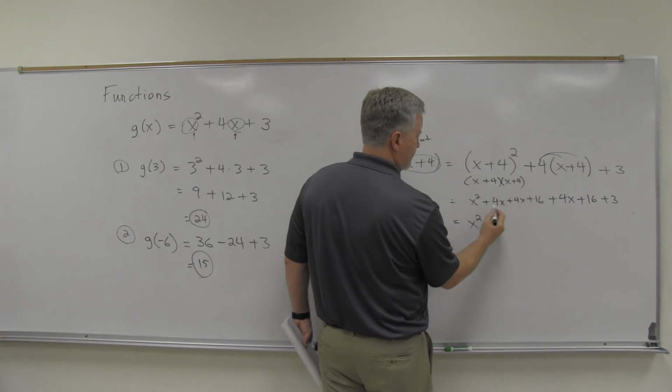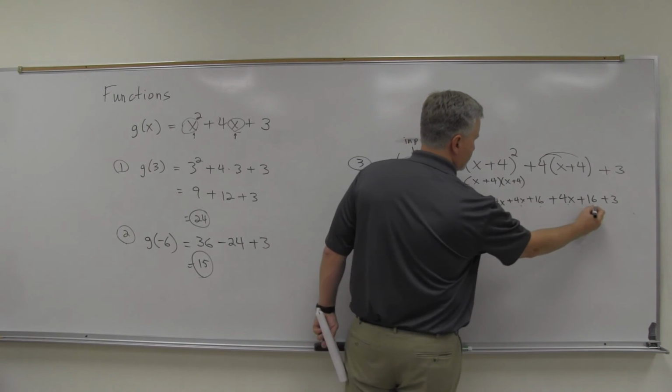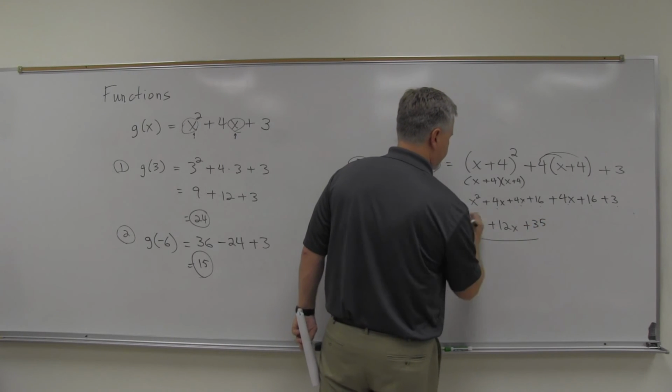So what have we got? x squared, 12x, and 35. Good?